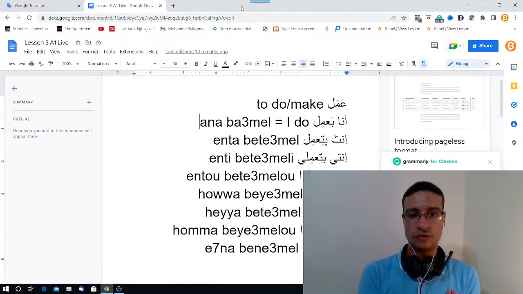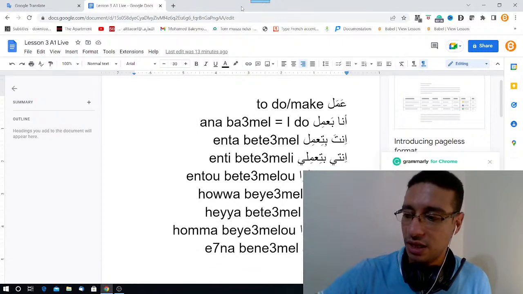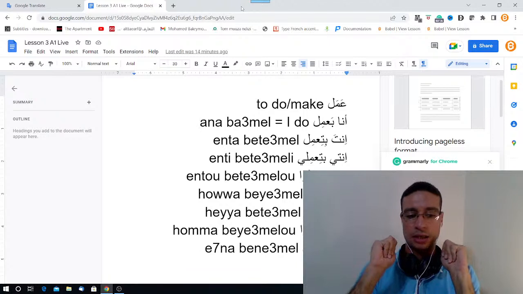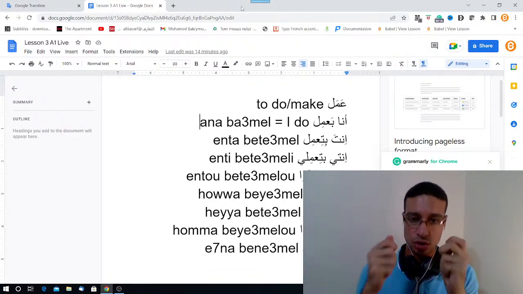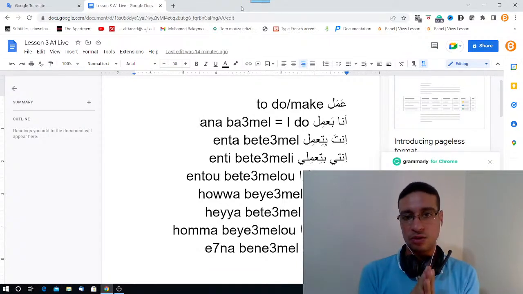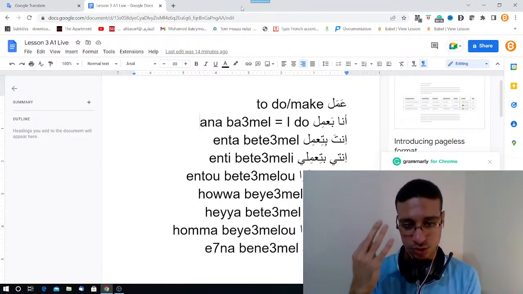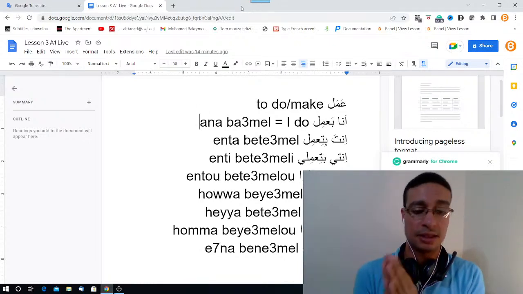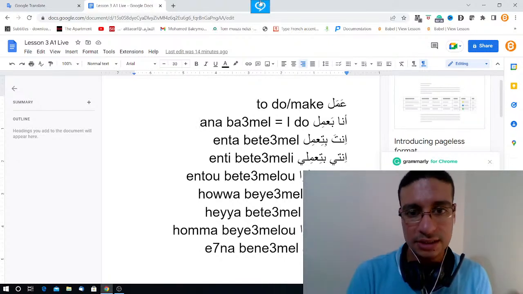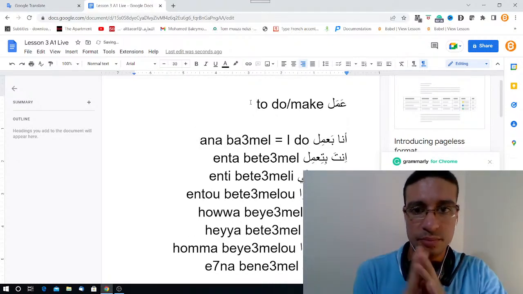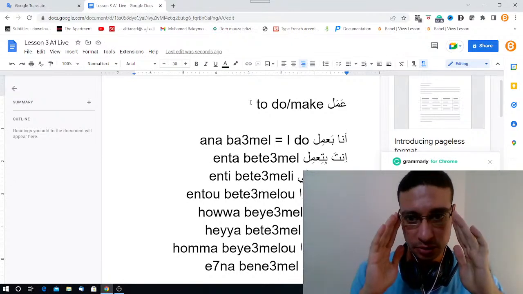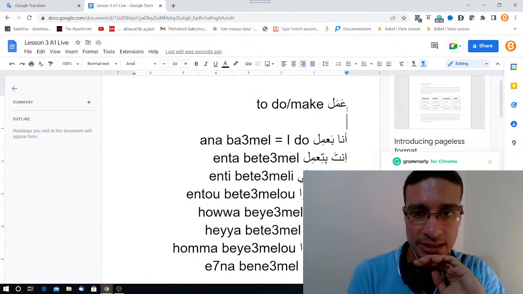The third mode of conjugation is the imperative. The commands, when you ask, you order something. For the imperative, you only conjugate with you, like enta, you the masculine and you the feminine, and then the plural. So let's start with the present tense verb conjugation in Egyptian Arabic. So the first verb is amal.